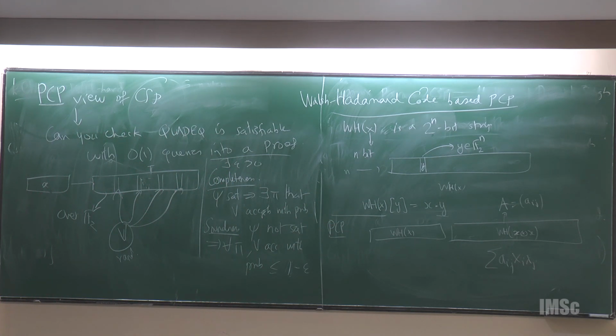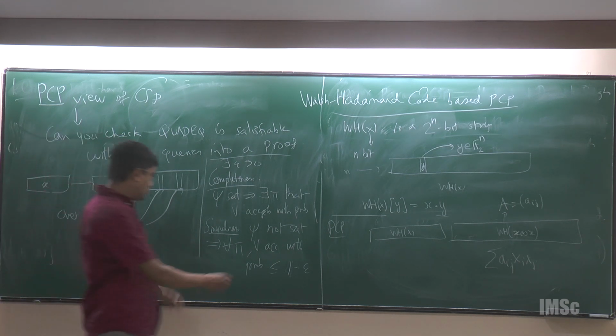And of course, there is no reason that pi must look like the Hadamard code of x and x tensor x at all. It can be whatever it wants. So you need to check that the proof given looks like this, and if not, you should straight away reject. So that's what you really do.